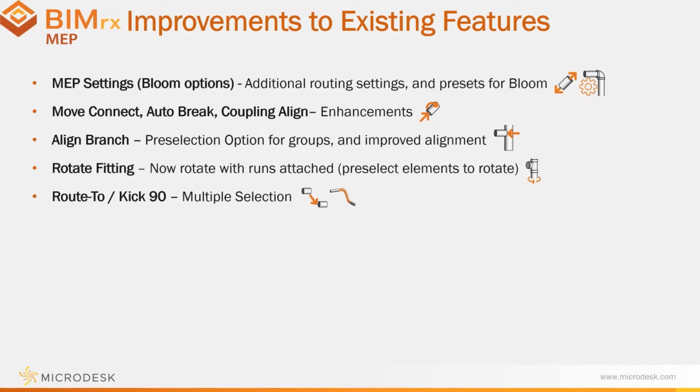Move Connect, Auto Break, and Coupling Align have all had enhancements to make them run smoother. Align Branch has a pre-selection option for groups, as well as improved alignment. Rotate Fitting now rotates with runs attached if you pre-select the elements. And lastly, Route 2 and Kick 90 had multiple selection added to them.